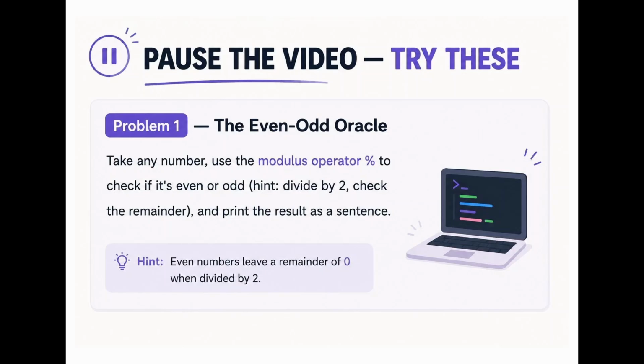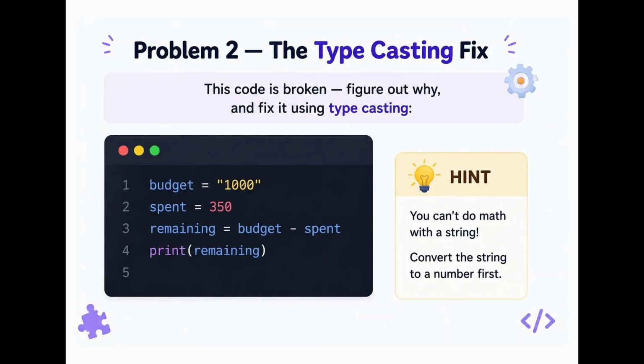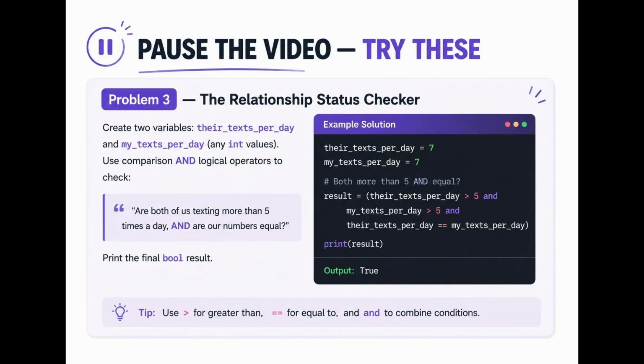I'll check it. Now we go to the second problem, the typecasting fix. This code is broken. Figure out why and fix it using typecasting. So I have given a code here. You just have to figure out which typecasting you have to use to correct the code. Comment the answer and I'll check if it's correct or not. Now we'll go to the third. The third one is a bit difficult, so I'll just keep the answers to it. But be honest with yourself and try it once by yourself.